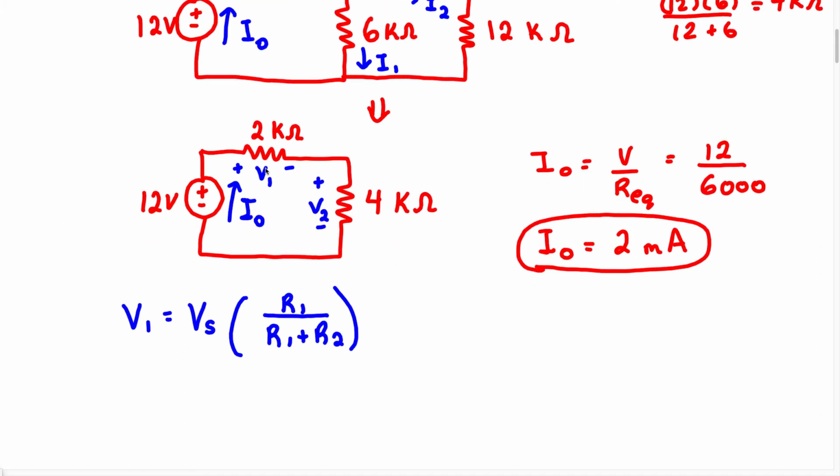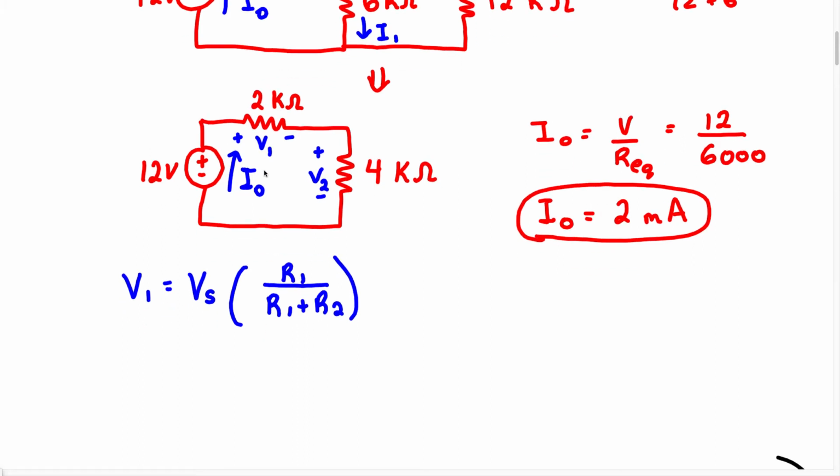Okay, so let's find the voltage V1, which is the voltage across this 2K resistor. Of course, you can use Ohm's law, but the purpose of this is to get us very comfortable with using voltage division. So we're going to say V1, which is the voltage across this 2K resistor, equals Vs. We know Vs is the voltage source. That's going to be 12 volts. Now R1 in this particular circuit is going to be 2K because that is the resistor we're trying to find the voltage across. So we're going to write 2000.